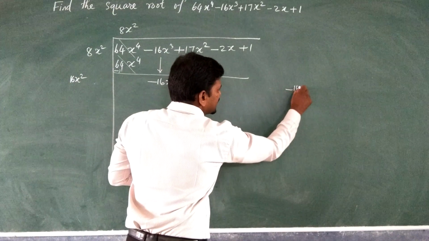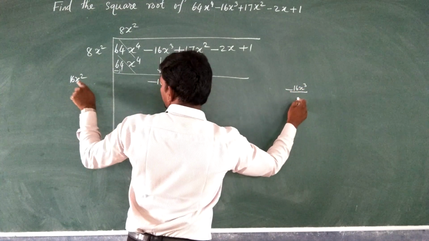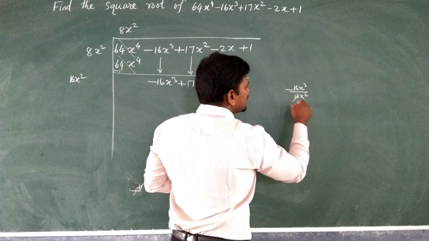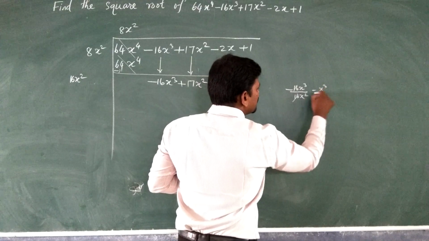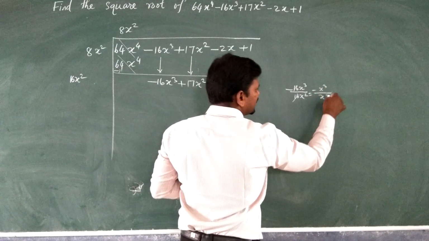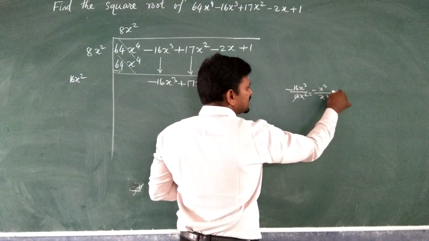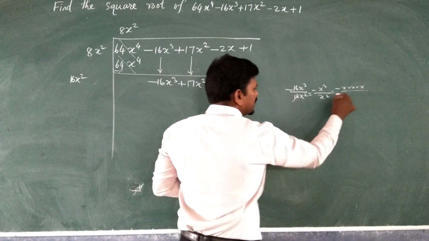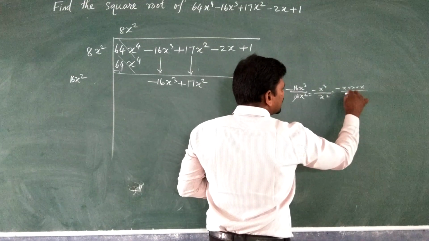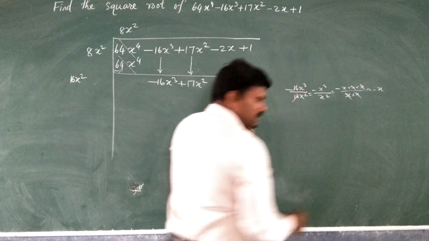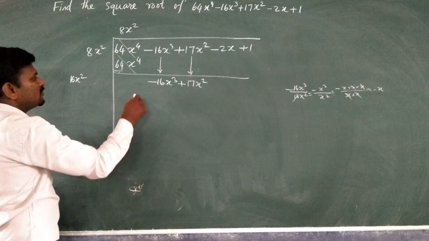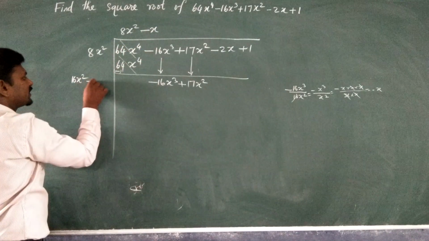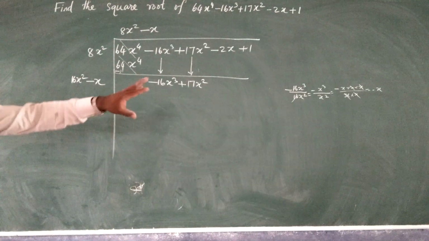Minus 16x cube is divided by 16x square. So 16 cancels, minus x cube by x square. Up there is x cube and down there is x square, which means minus x into x into x is x cube, and x square is x into x. Cancelling, we get minus x. Okay. Now that minus x must be written right here and here.